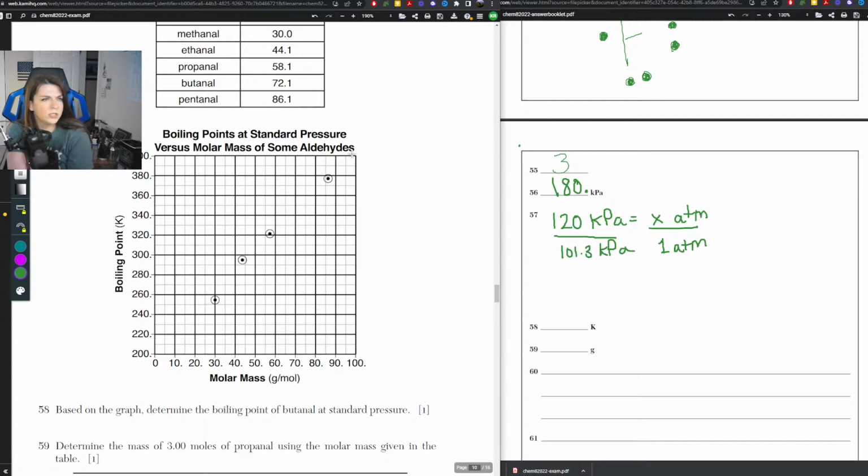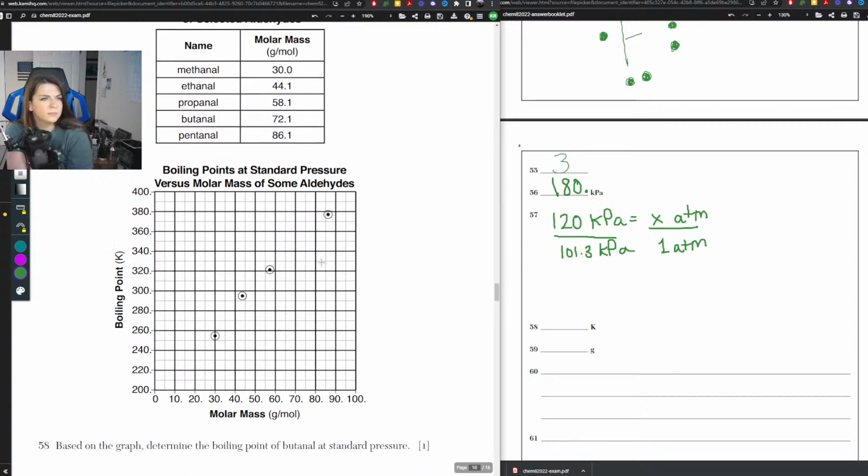But one of the data points is missing from the graph. 30, 44, 58. Oh, butanal is missing. Okay. Based on the graph, determine the boiling point of butanal at standard pressure.